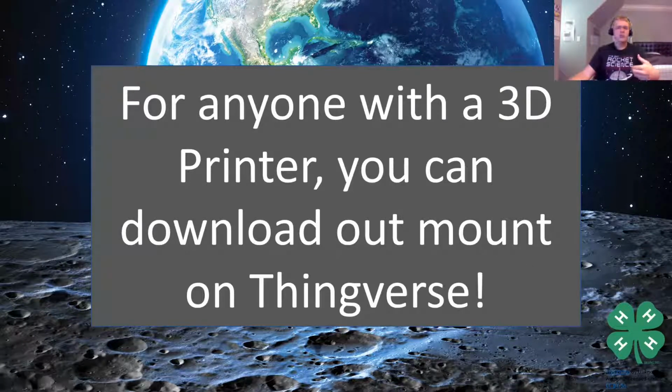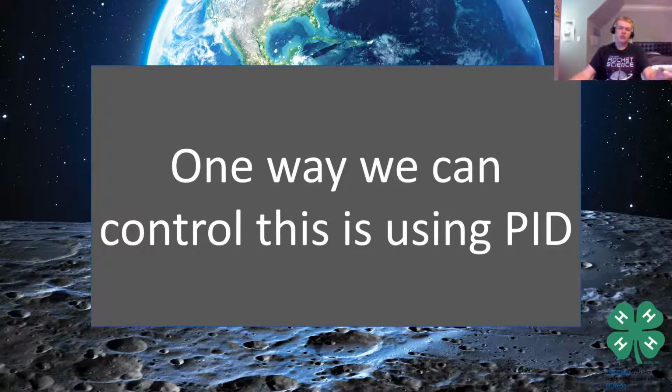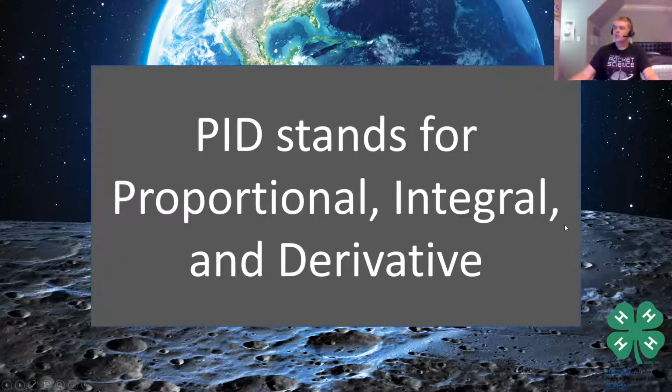Now, the way we intend to control this mount is using 9G servos and a special mathematical algorithm. The algorithm is PID. Now, PID is extremely complicated, and I honestly don't even know everything involved with it. It can get very, very difficult calculus, and I'm not quite at calculus yet. Soon, though. But to put PID in an extremely small nutshell, we can break it down into what each of those components mean.